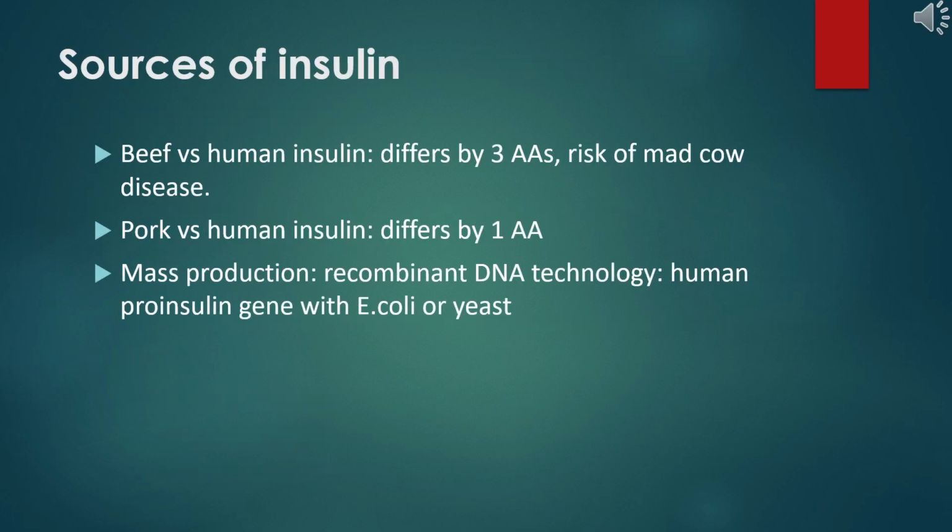Now let's see the sources of insulin. Initially, insulin was extracted from animals like cows or pigs, with minor amino acid differences from human insulin. Today, we use recombinant DNA technology. How? The human proinsulin gene is inserted into bacteria or yeast. This is used for mass production of safe and identical insulin.